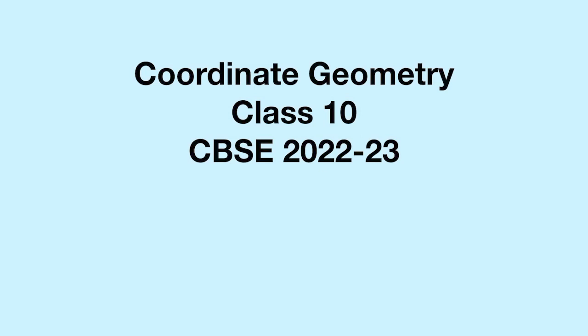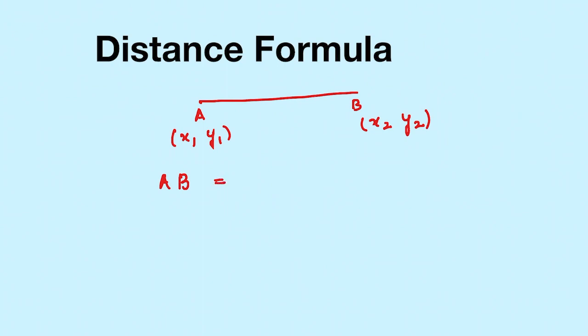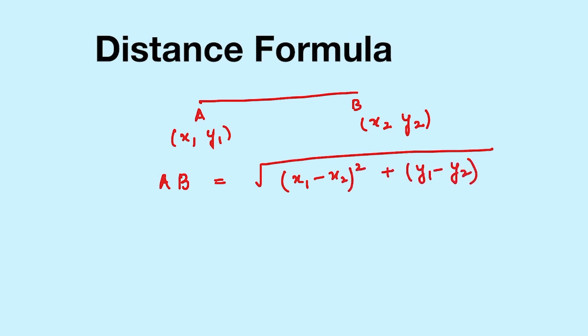We recall all the formulas. So first is the distance formula. Distance formula says that if you are given 2 points A and B such that the coordinates are x1, y1 and x2, y2, then we can find the distance AB. And the distance AB is given by under the root of (x1 minus x2) whole square plus (y1 minus y2) whole square. So given 2 points, we can find the distance.